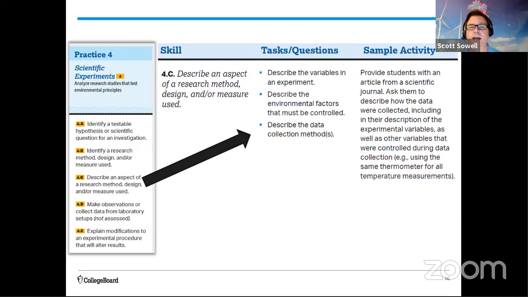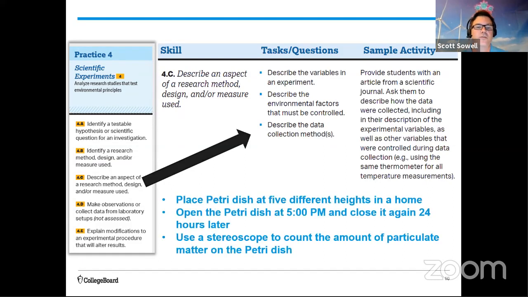This has popped up a few times in the experimental design questions that we've reviewed, where you need to describe either the existing methods or a modification to a method. So you could say, for example, I'm going to place Petri dishes at 5 different heights in a home, and I'm going to open them up at 5 p.m. and close them 24 hours later. Then I'm going to bring them into the lab and use a stereoscope to count the PM matter on the dish. So that's a very simple method that explains how you're going to do your experiment.